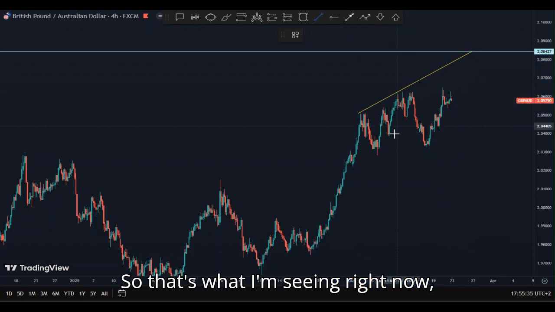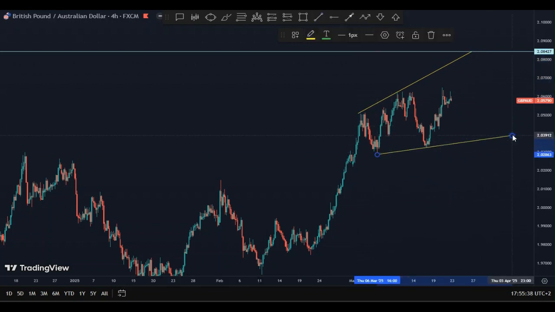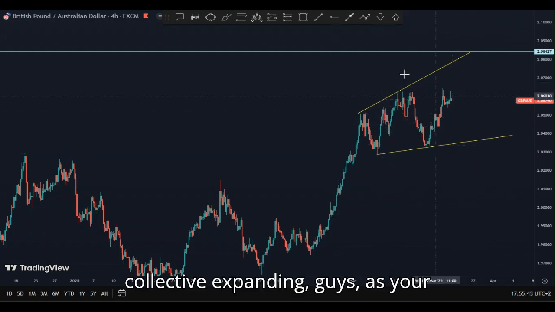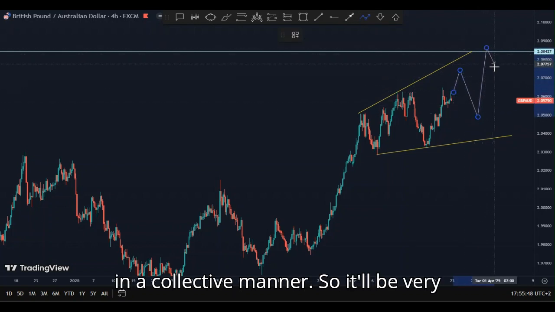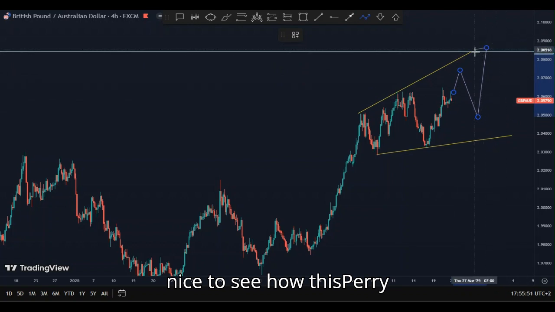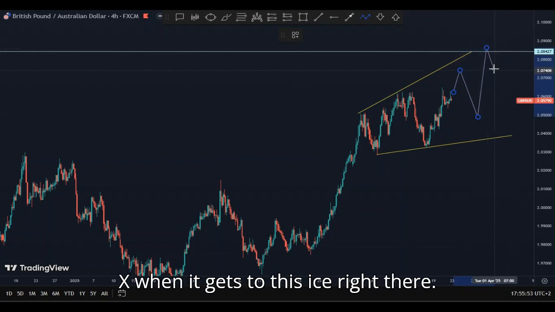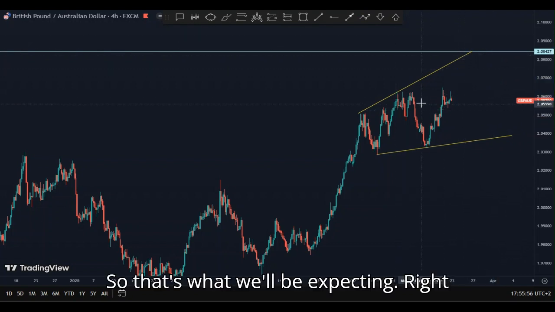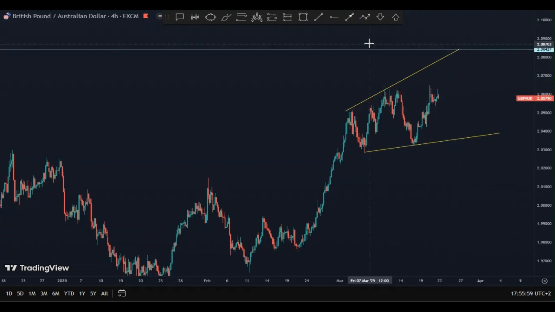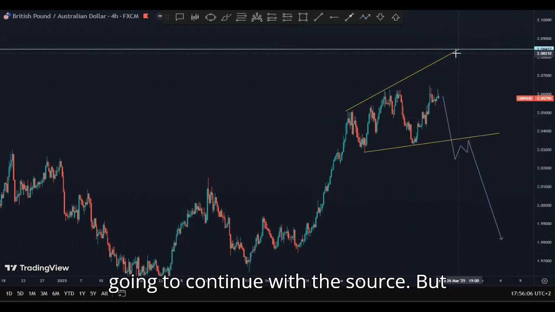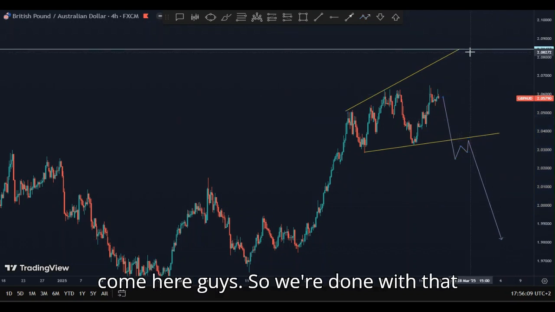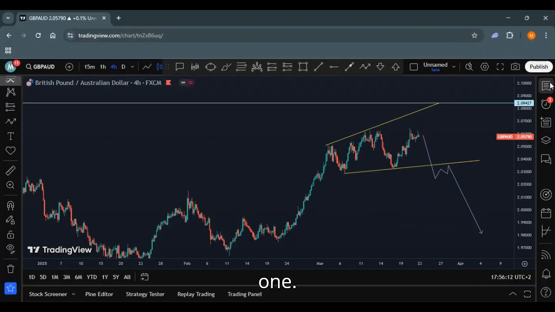So that's what I'm seeing right now, guys. By having this nice corrective expanding, as you can see, it's moving up, but in a corrective manner. So it will be very nice to see how this pair reacts when it gets to these highs right there. So that's what we'll be expecting. Right now, we will not be looking for anything unless it can come down here, break, and start giving us a correction to continue south. But then we'll be watching more for it to come here, guys. So we're done with that one.